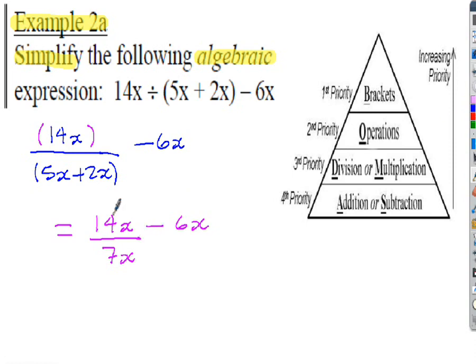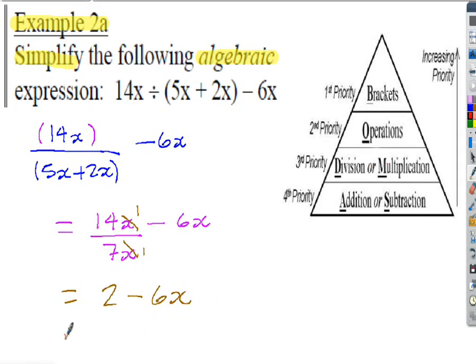Looking at the next sum, the precedence lies here with the division. So on my next line, I've got 14x divided by 7x, where the x's cancel to give me 1 and 1, dividing top and bottom by x in other words, and 14 divided by 7 is 2. So I get 2 minus 6x. So we've simplified our expression as best we can. We've got one constant, the 2, and we've got the x term, the negative 6x.